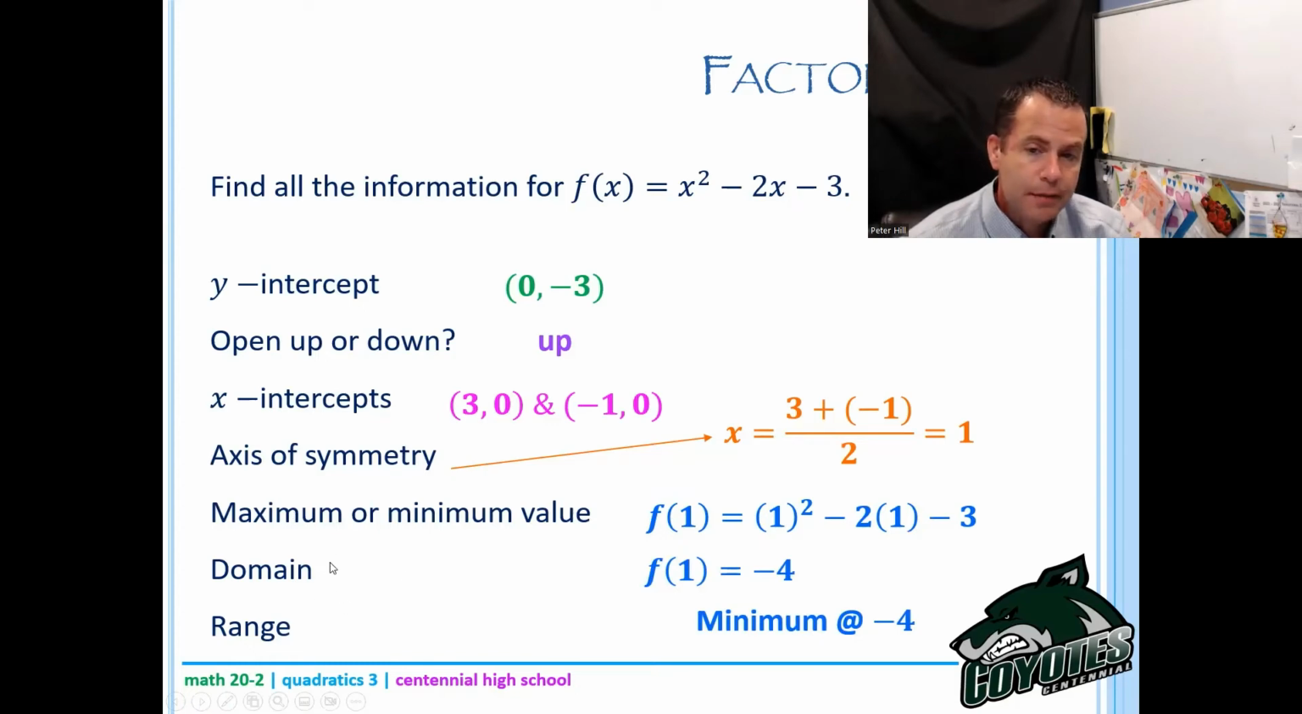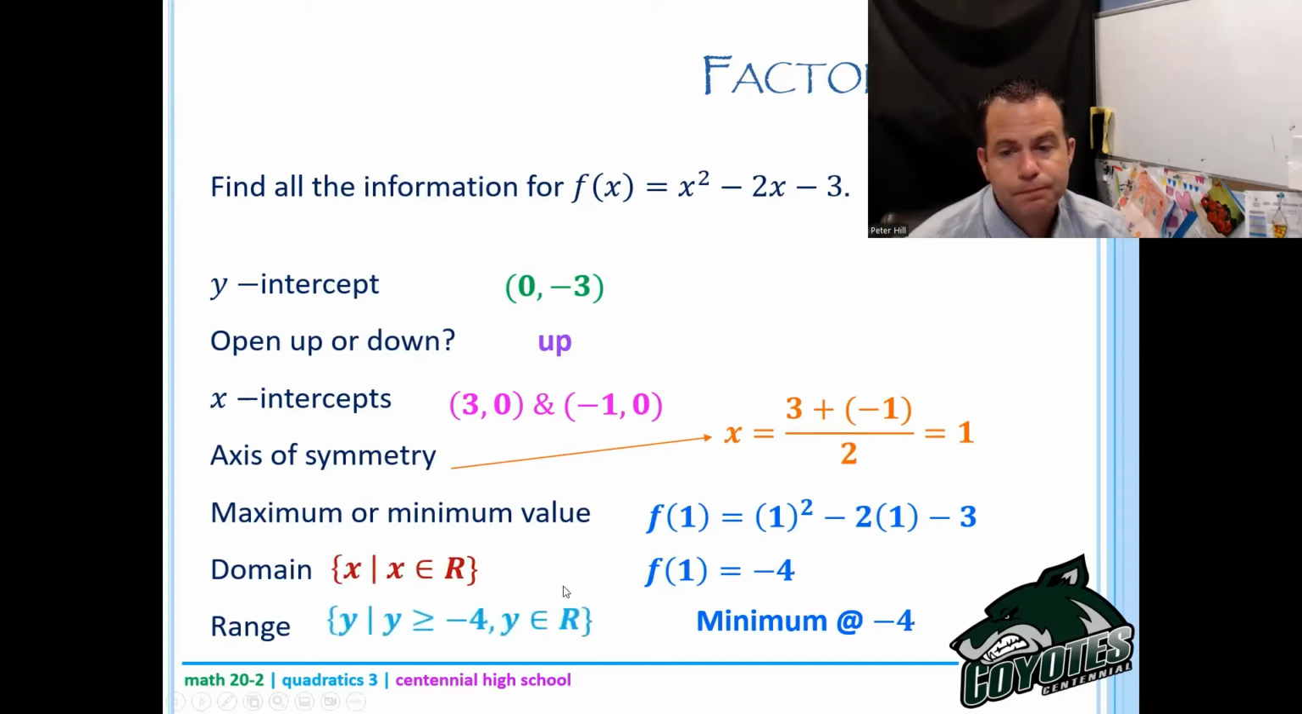My domain is real. Remember, all quadratics have a domain of x's, remember the reals. In my range, I have a minimum, so it'll be from the bottom up. So it'll be y is greater than or equal to -4.